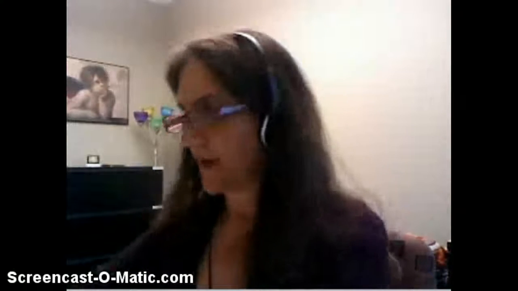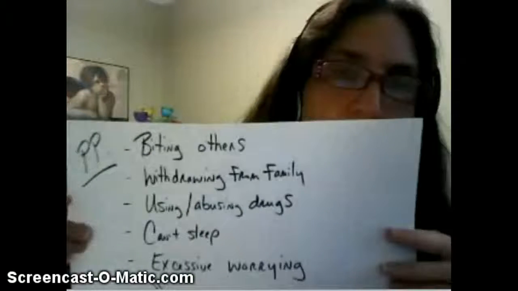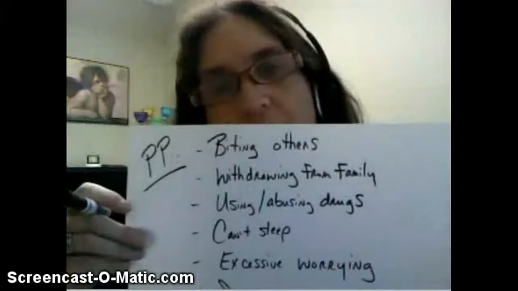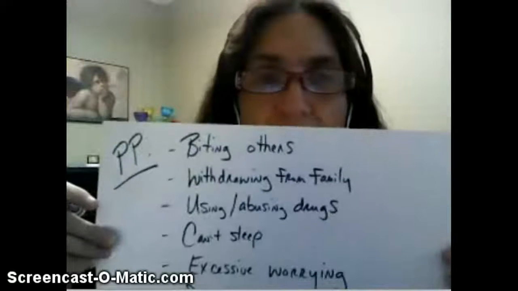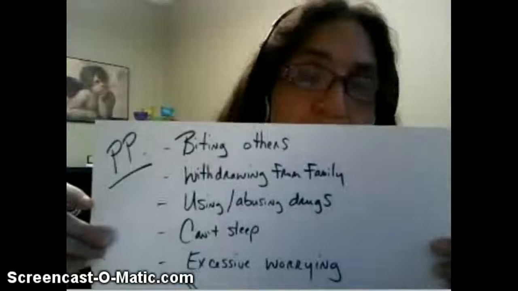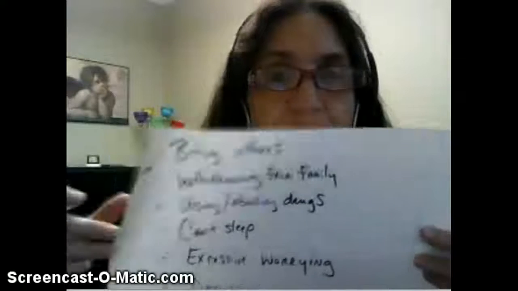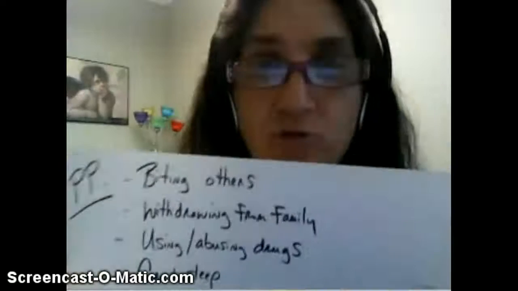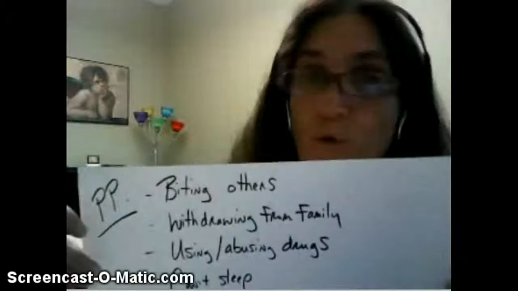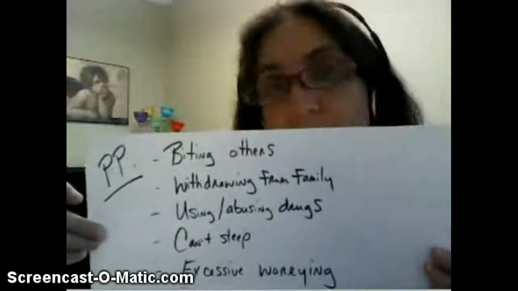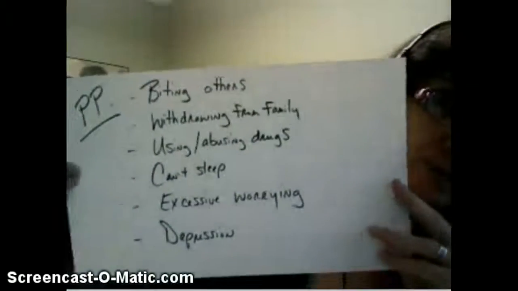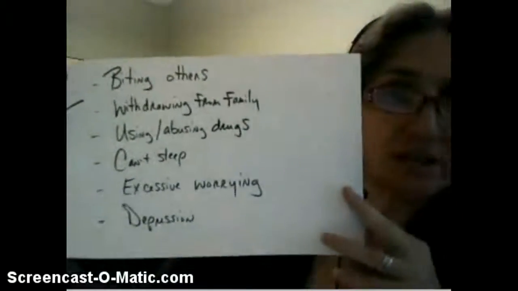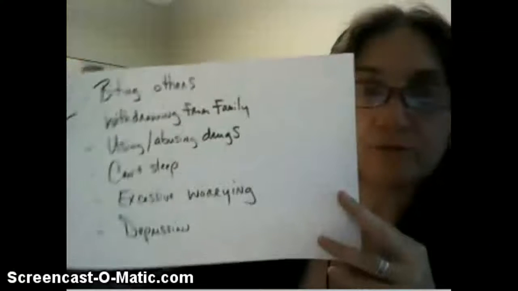So this is Nene, and we need a presenting problem. That's the second step. So for the purpose of this exercise, I've come up with some presenting problems. So Nene may have problems biting others. She may be withdrawing from her family, and we don't know why. She may be using or abusing drugs, prescription, over-the-counter drugs, smoking cigarettes, that type of thing. Maybe she can't sleep. Maybe that's why she's coming into therapy. She may be having some problems because she's an excessive worrier, or maybe she's suffering from symptoms of depression. So that's a presenting problem.